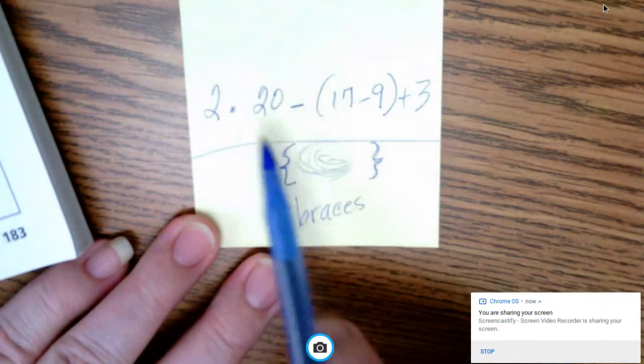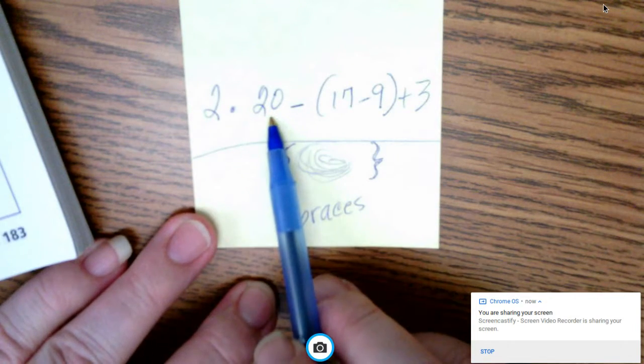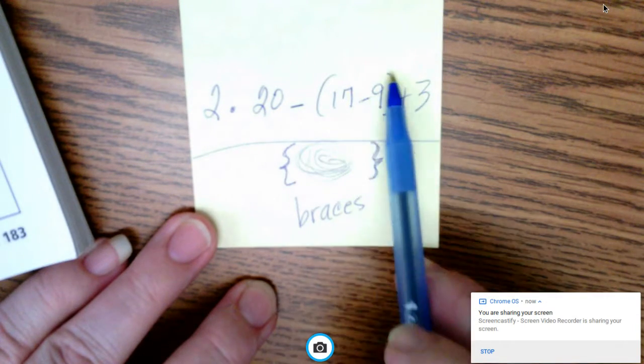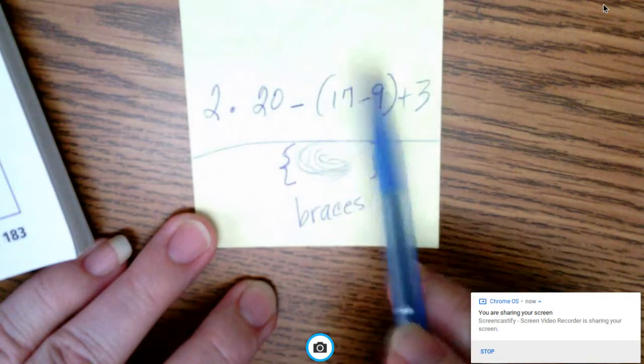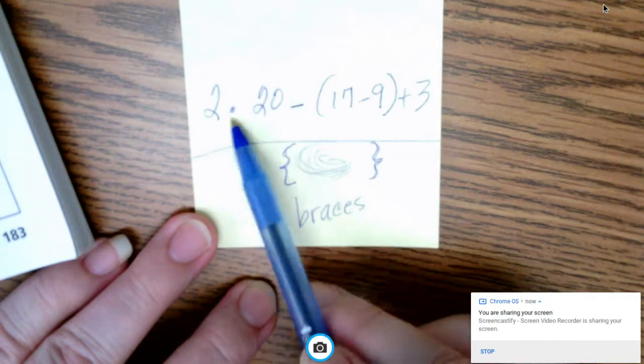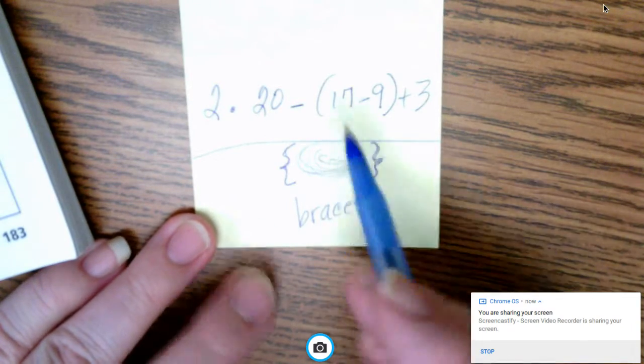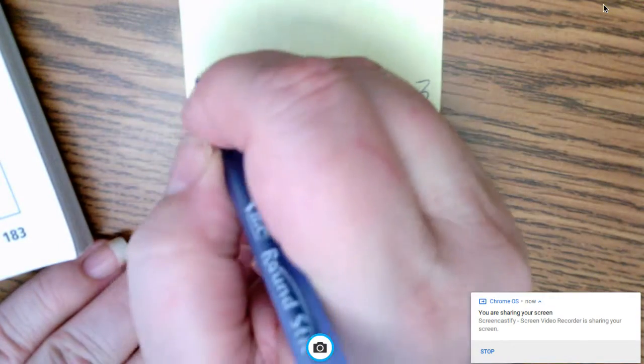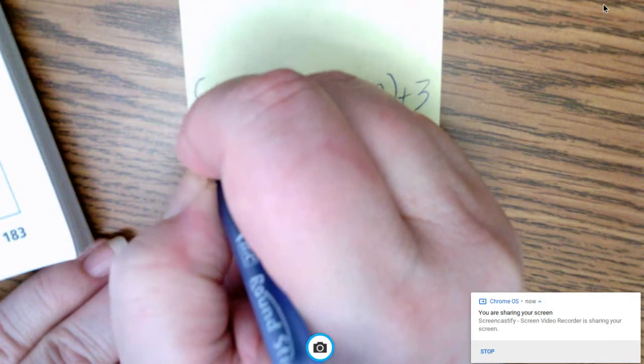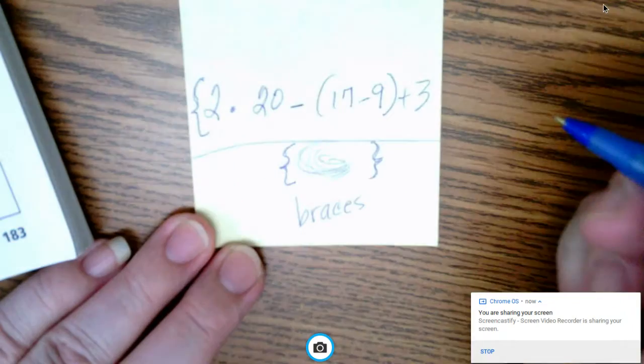So this problem is 2 times 20 minus the result of this. Well, normally you'd go here and solve that, and then you'd go back to the 2 and multiply that by 20. But that's not the order of operations they want you to do. So here's what the actual problem is. They're going to use this brace. This is called a brace over here.